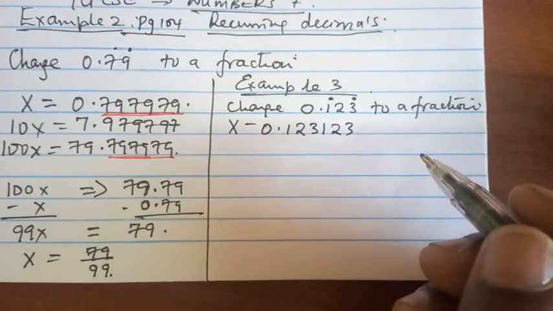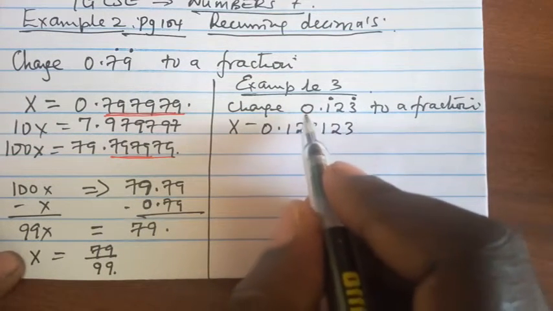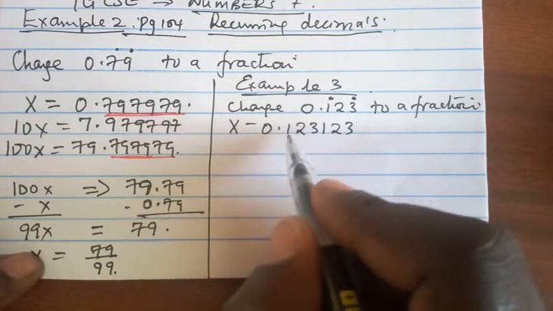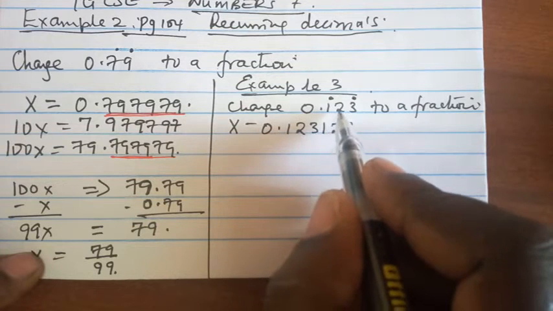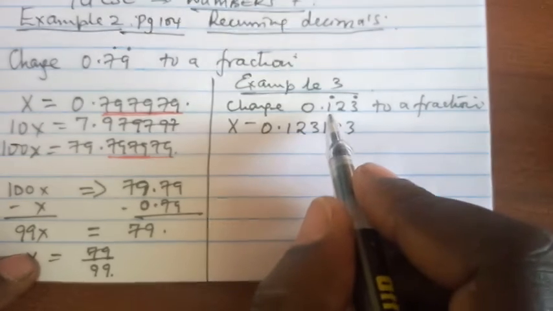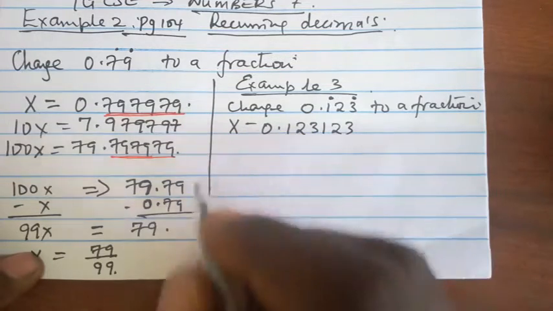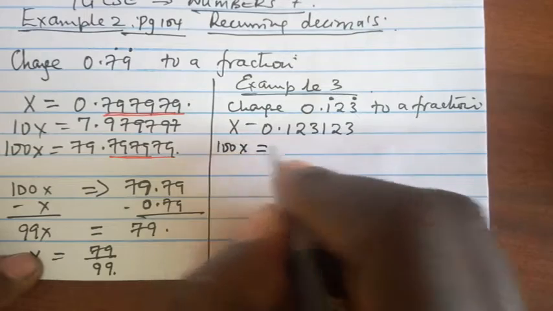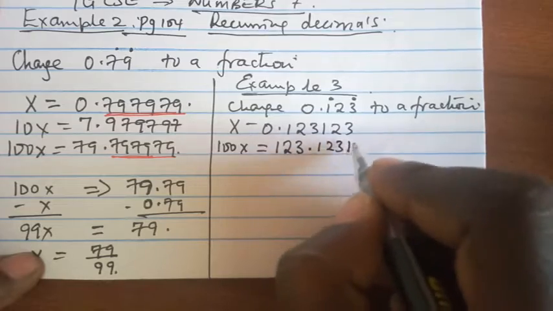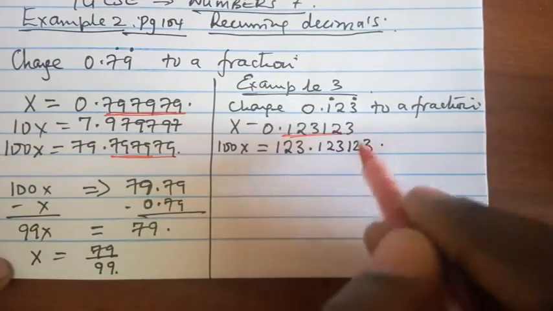Once you get used to this, you will realize that even if you multiply this by 10 to give you 10x, it might not help you because you'll be getting 1.23, which is not identical to this. If you multiply by 100x, you'll still get 12.3, which is not identical to this. But if you multiply by 1000, so you have 1000x, you are going to get 123.123123, and then that part is just identical with this.